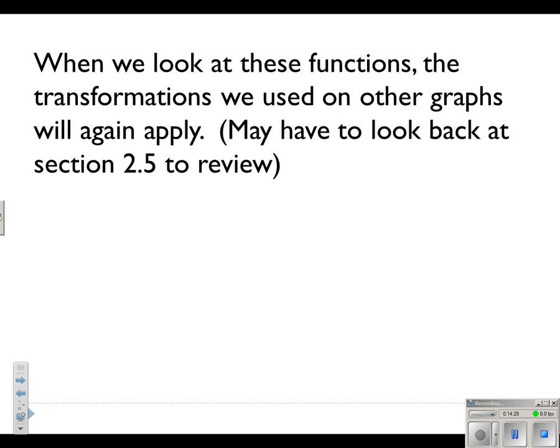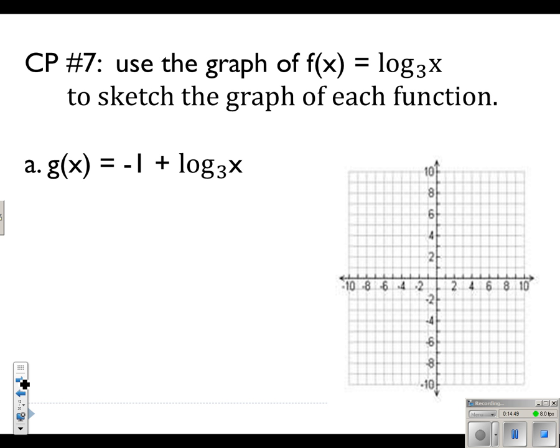Now, when we look at these functions, the transformations we used on other graphs in the past are going to apply again. We saw those transformation things creep up in chapter number 4, so it hasn't been very long since we talked about them, but you just may have to go back to section 2.5 and review those shifts to parent functions found in that section. So checkpoint number 7, it says use the graph of f of x equals log base 3 of x to sketch the graph of each function.